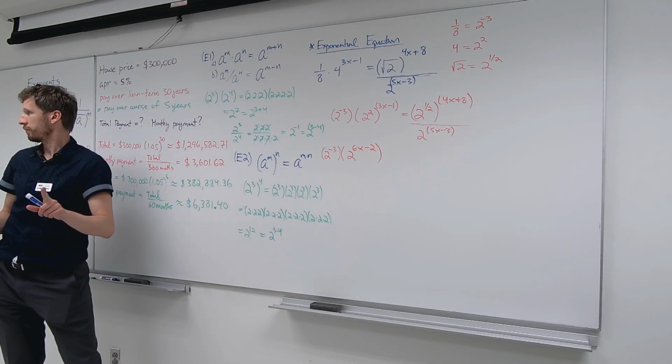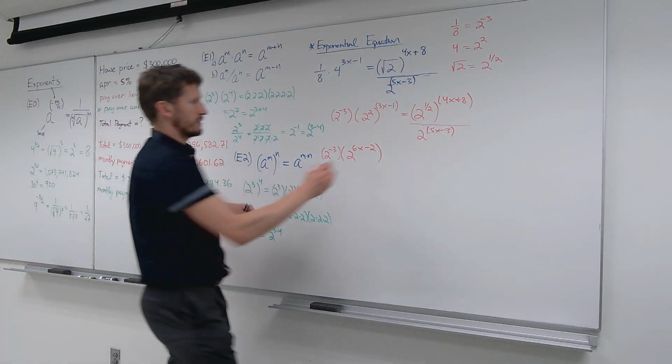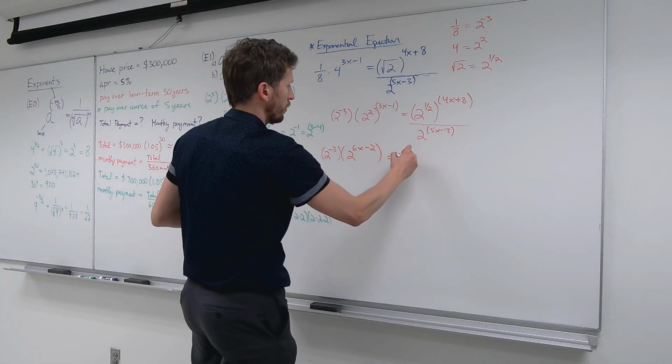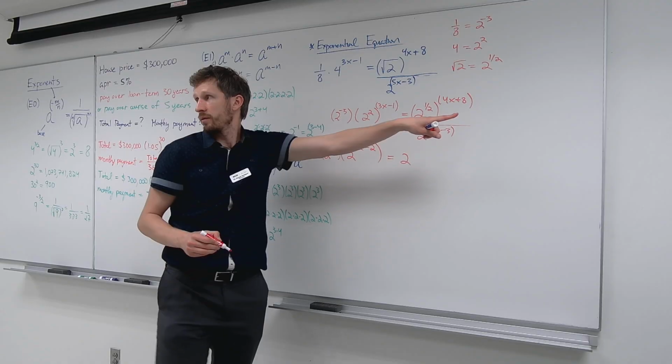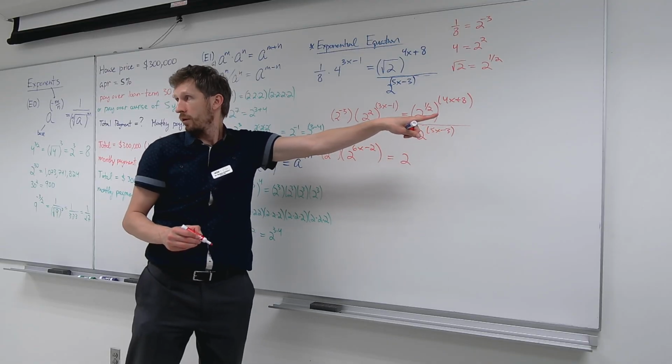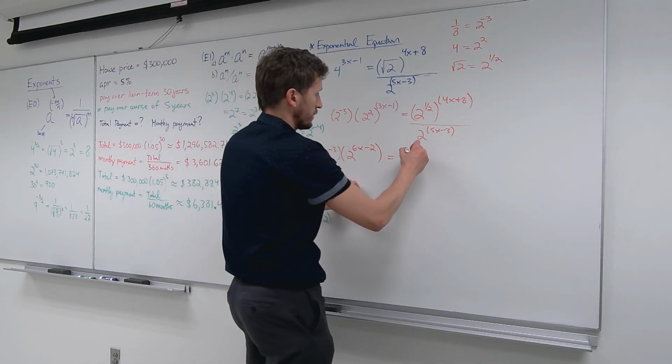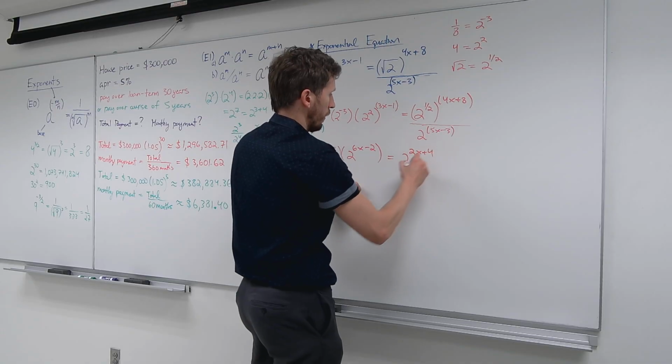Right, so far? What about on the right side? Let's see what happens. 2 to the, what's a half of 4x plus 8? 2x plus 4, okay, that's nice. So 2x plus 4. And all over what? 2 to the what? 5x minus 3?